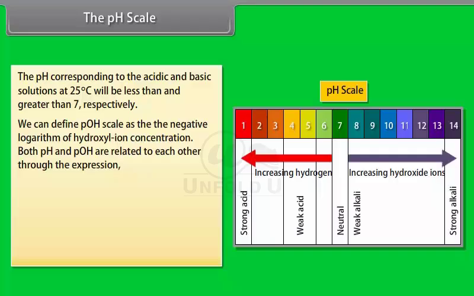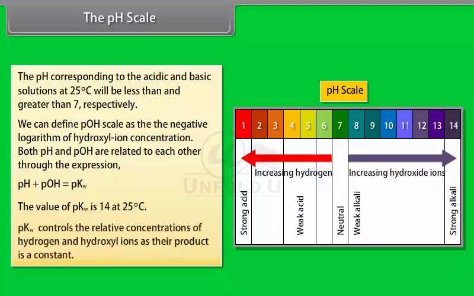Both pH and pOH are related to each other through the expression pH plus pOH is equal to pKW. The value of pKW is 14 at 25 degrees Celsius. pKW controls the relative concentrations of hydrogen and hydroxyl ions as their product is a constant.